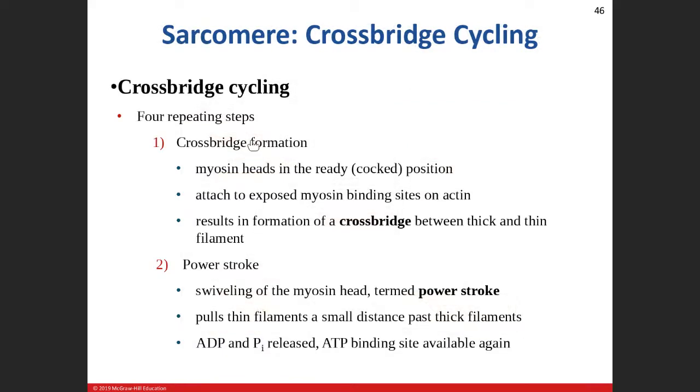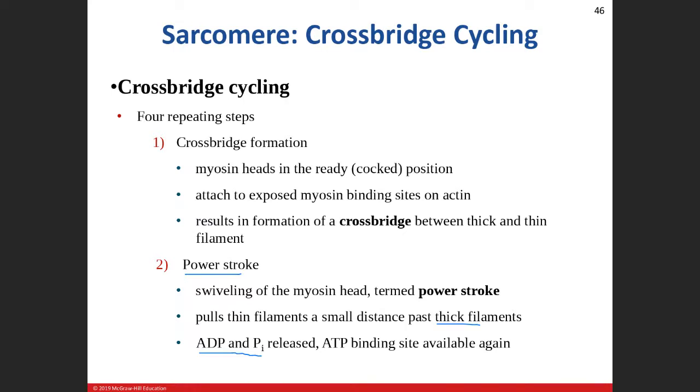So step 2 is the power stroke. This is when we start the contraction. Power stroke is when we start to create movement. So this is where the myosin head is going to now swivel and kind of pull the actin past the myosin, or it's going to pull the thin filament past, a specified distance past the thick filament. As it does that, just think of it as it's moving the actin past, it releases the ADP and the inorganic phosphate.